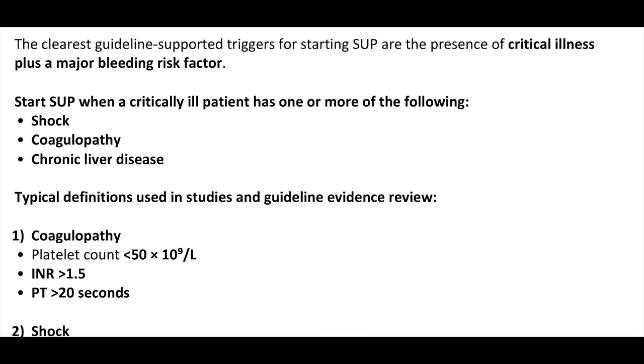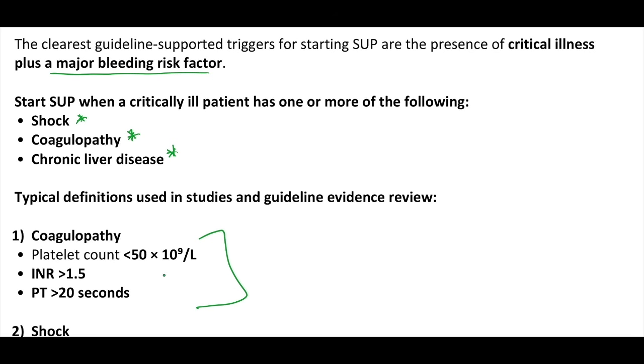So when to start stress ulcer prophylaxis? Well, the clearest guidelines talk about having critical illness plus a major bleeding factor. And the major bleeding factors talked about most commonly are shock, coagulopathy, or liver disease. And they get defined a little bit in studies in the guideline evidence review. So coagulopathy would be someone who's thrombocytopenic or has a prolonged INR, PT, PTT.